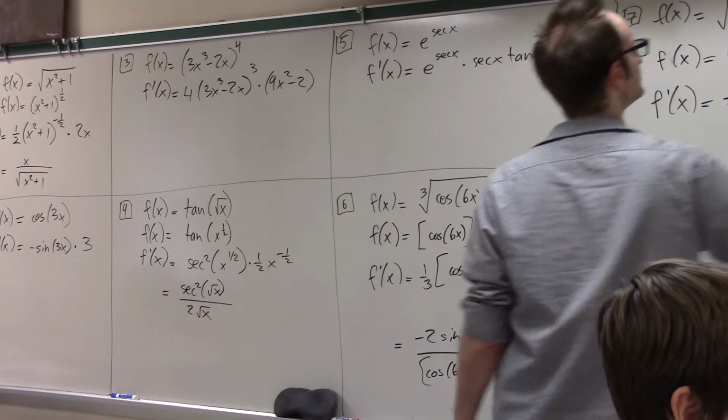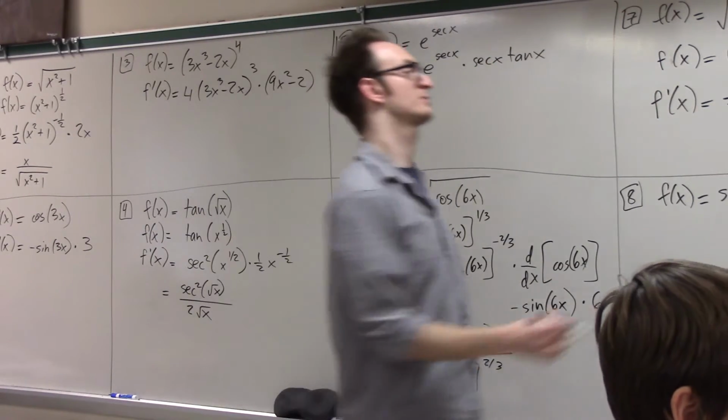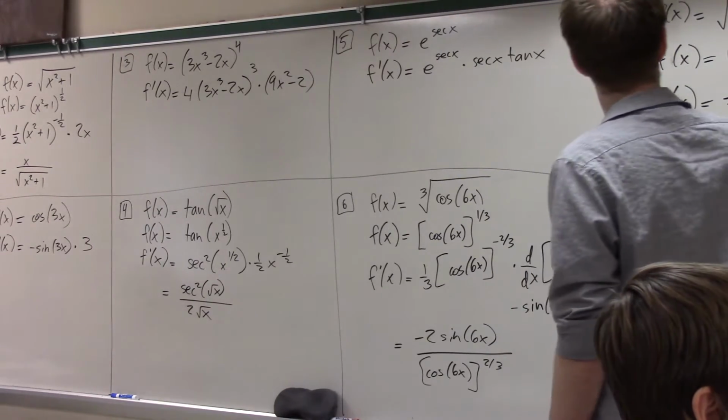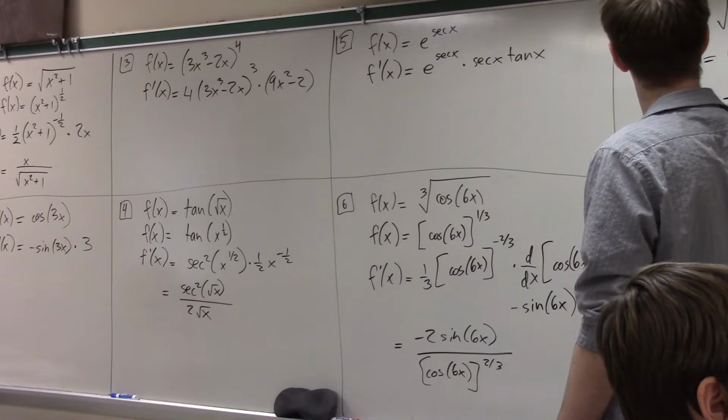Back inside. The derivative of ln x, which is 1 over x, we proved that last class. So this is 1 over 2x ln x. Great.